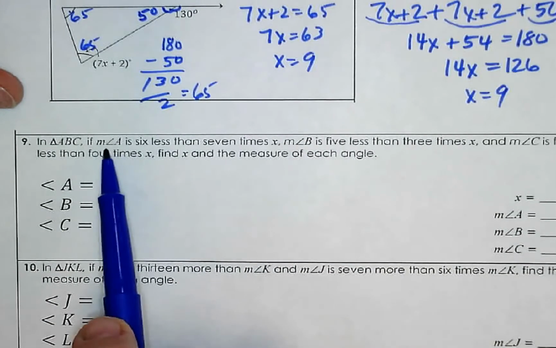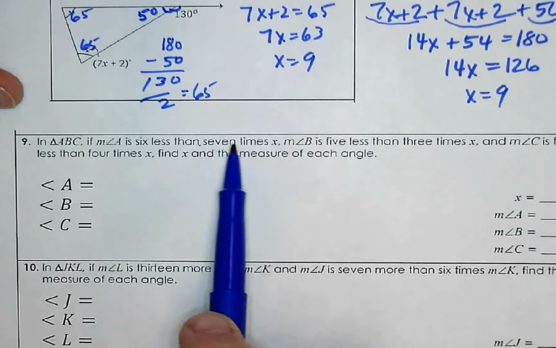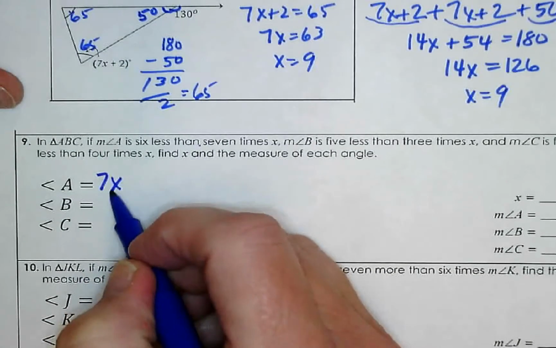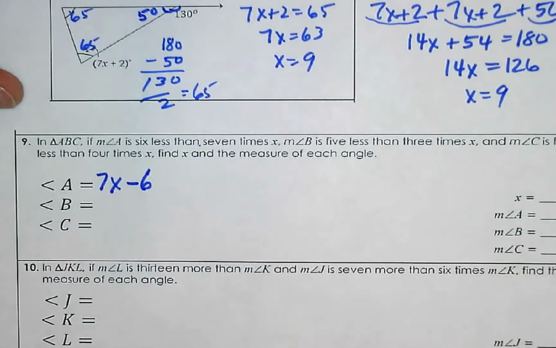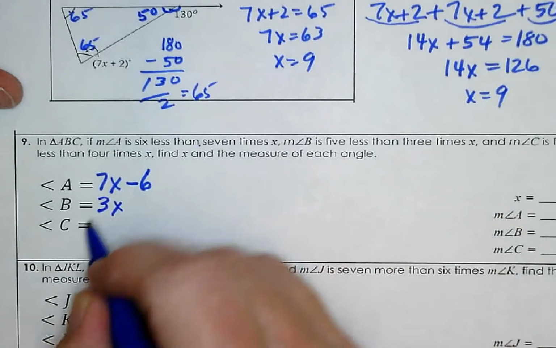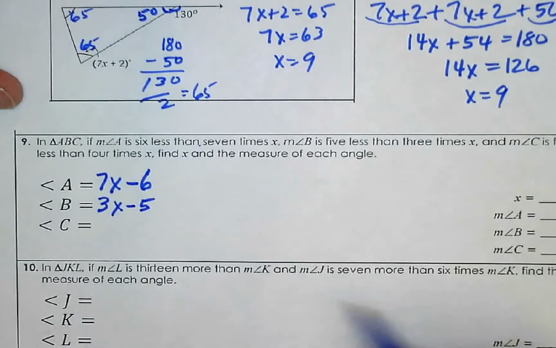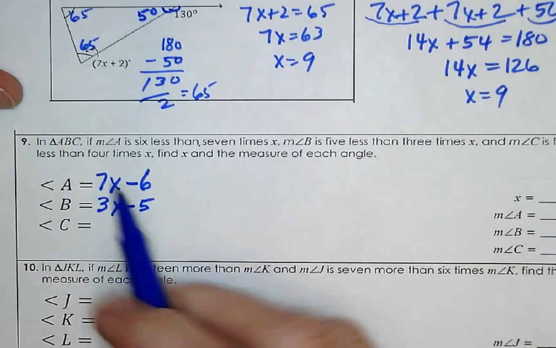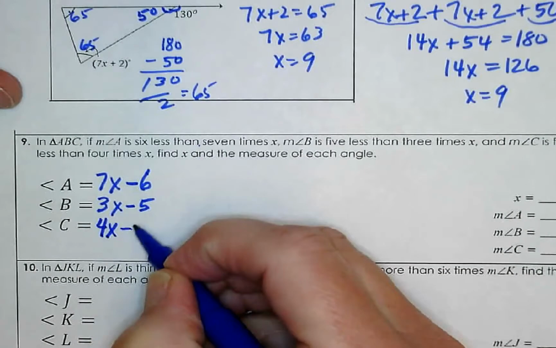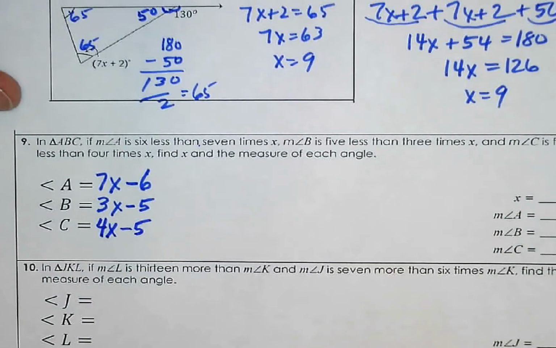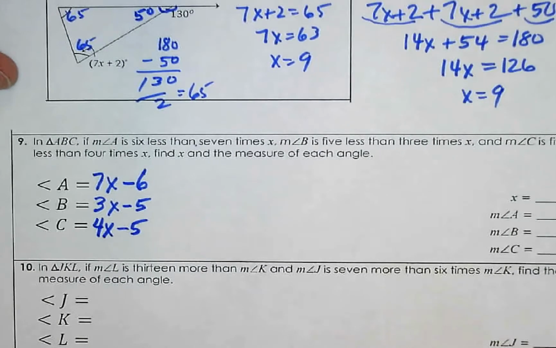So angle A is 6 less than 7 times x. So 7 times x less 6. Angle B is 5 less than 3 times x. So 3x and 5 less than that. And the last one, angle C, is 5 less than 4 times that. So 4x minus 5. Okay? Why don't you pause the video now to see if you can set up that equation and solve for x.